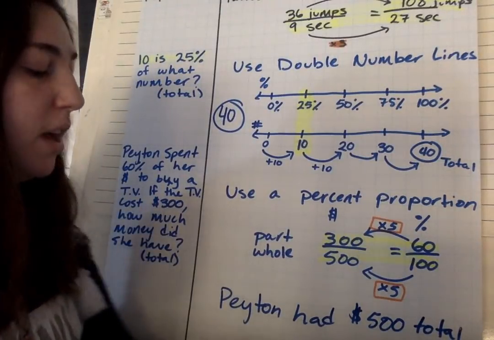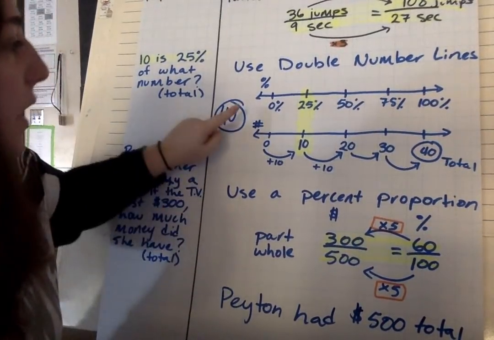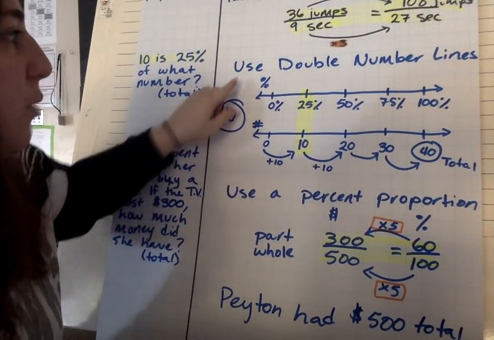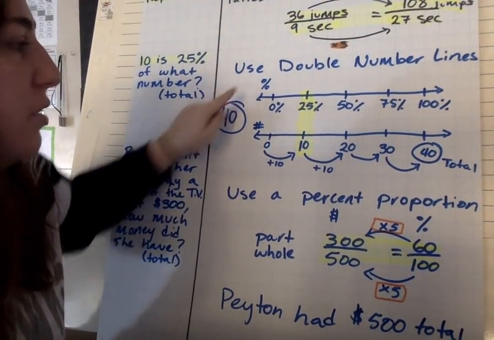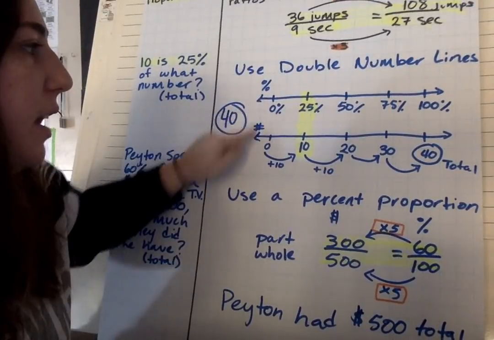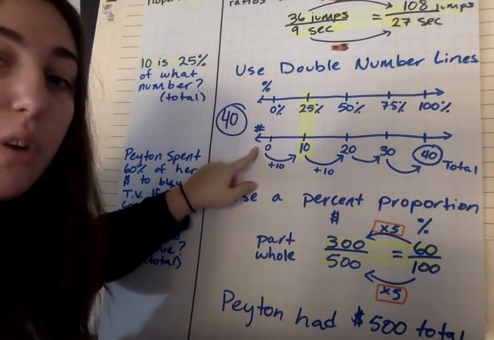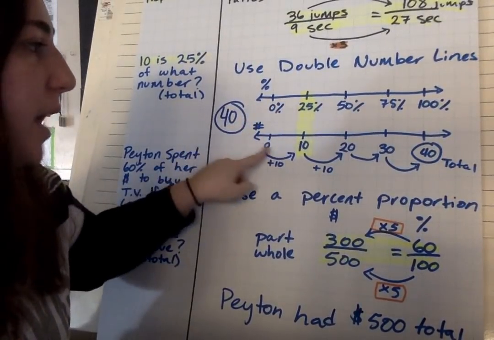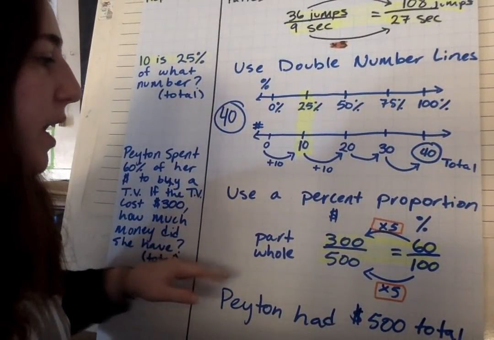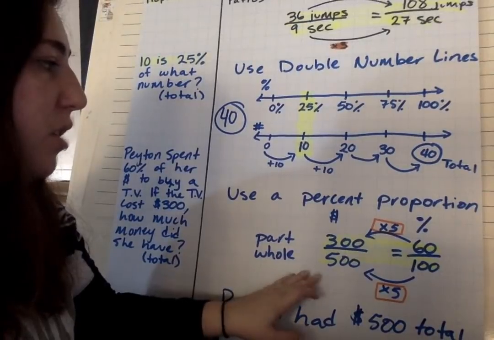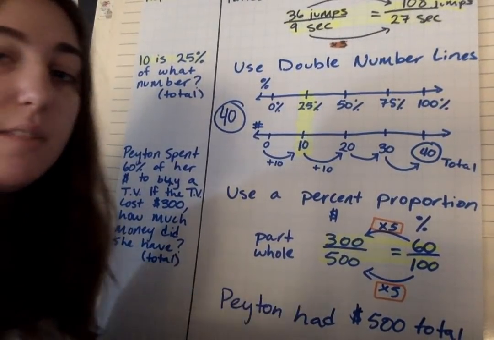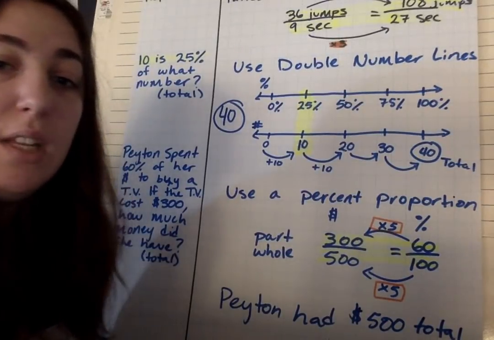All right, so in your homework, if you are asked a question and you want to use the double number line strategy, most likely they are going to be providing these lines for you, okay, and you just have to fill out the number lines yourself. And then you can always use this strategy, use a percent proportion strategy. It should look something like this. Let me know if you have any questions.